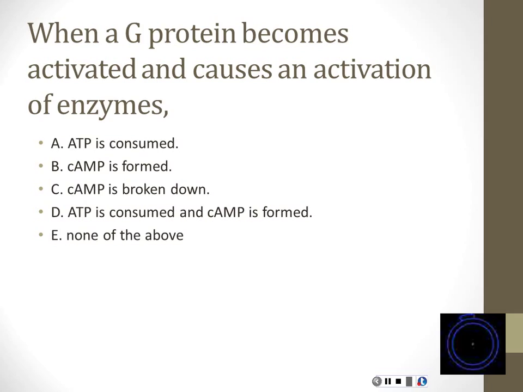So, like I said, there's more than one correct answer here. If it were me, D is the best answer, because we're talking about an activation, not an inhibition. So we wouldn't be breaking down cyclic AMP, we'd be forming it. And how do we form it? We take ATP and we bend it into a circle and make cyclic AMP. All right.